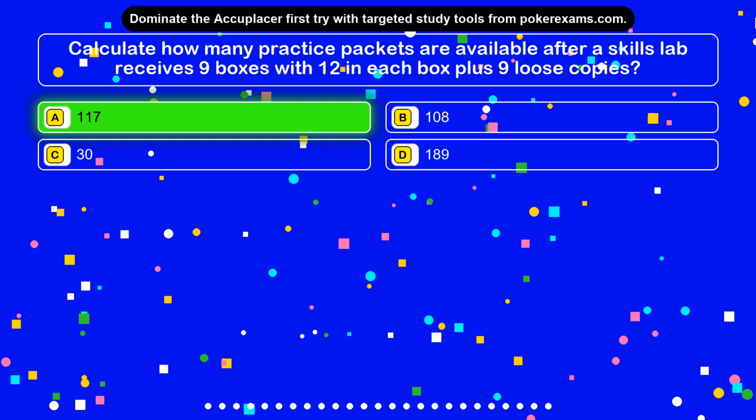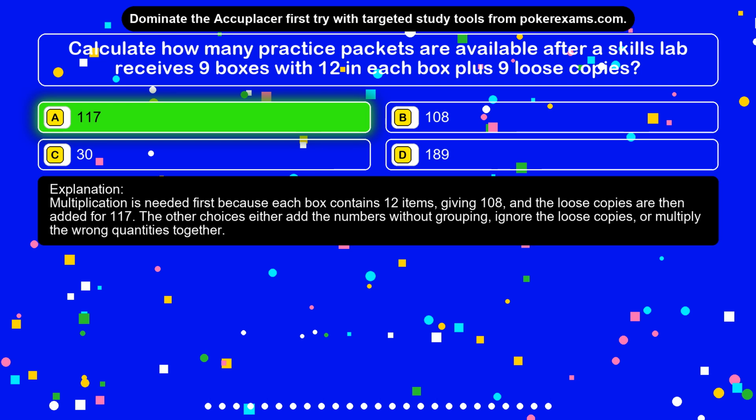The correct answer is option A, 117. Multiplication is needed first because each box contains 12 items, giving 108, and the loose copies are then added for 117. The other choices either add the numbers without grouping, ignore the loose copies, or multiply the wrong quantities together.